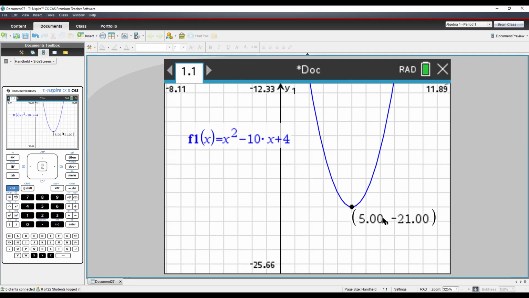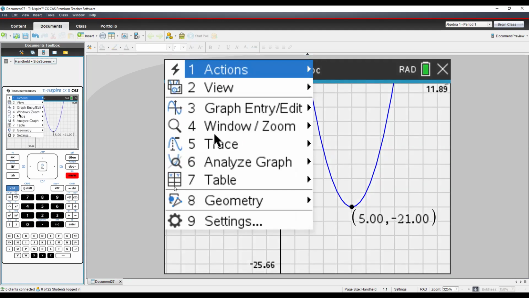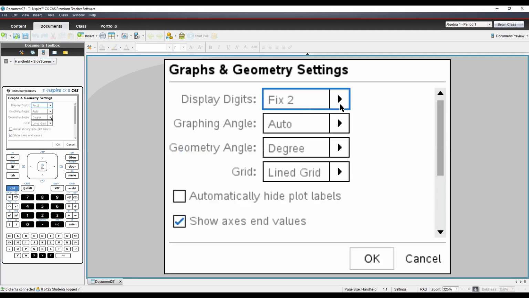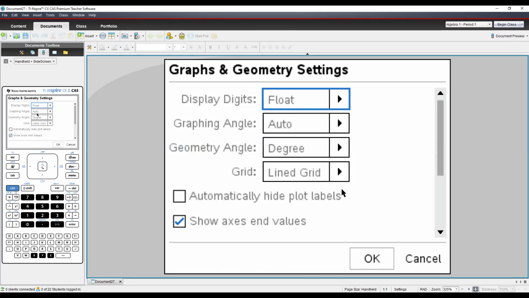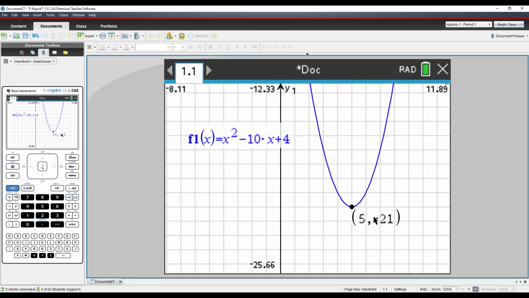Now, remember the previous question, I was supposed to round it to the tens place. One of the things that you got to be careful of, I'm going to go back and set that to what it should be. I'm going to have it set to float, right? And so here is my minimum.